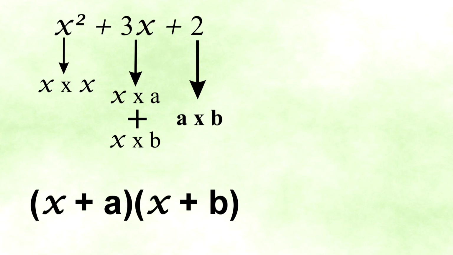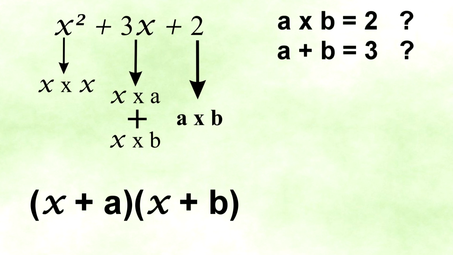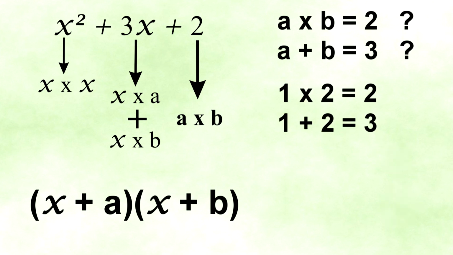So how do we figure out a and b? Well, I just said it. A and b are 2 numbers which will multiply together and make 2, but will add up to make 3. Okay, I'll give you 10 seconds to figure it out. 10, 9, 1. Alright, time's up. So those 2 numbers are 1 and 2.